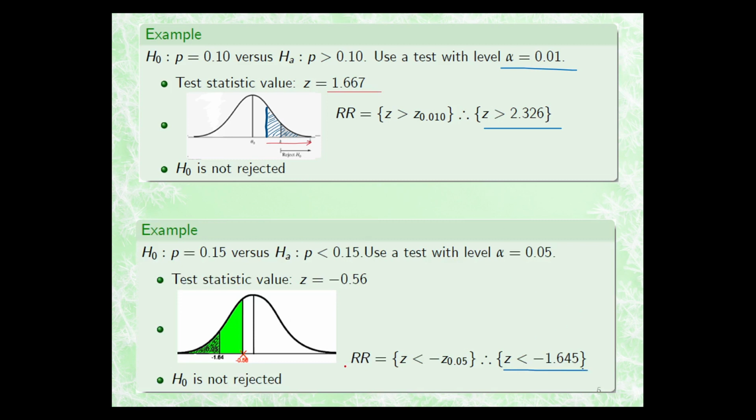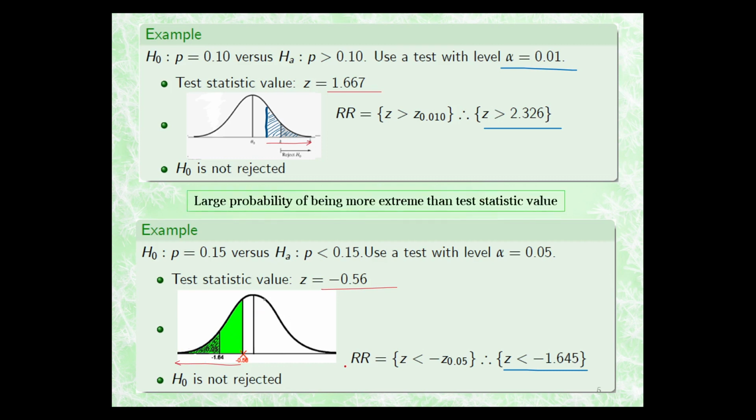Same thing this side with the left-sided test. Rejection region starts at minus 1.645. We have a left-sided test, and the p-value is the area to the left of our test statistic. Our test statistic is minus 0.56, and you can see that green shaded area is much larger than alpha. So that tells us that there is a large probability of being more extreme than our test statistic value.